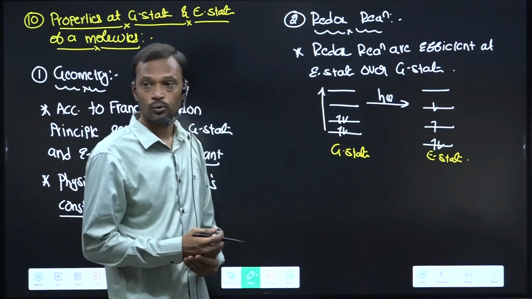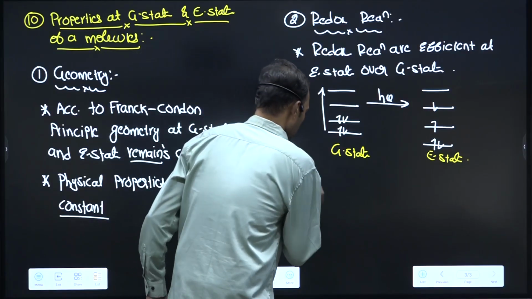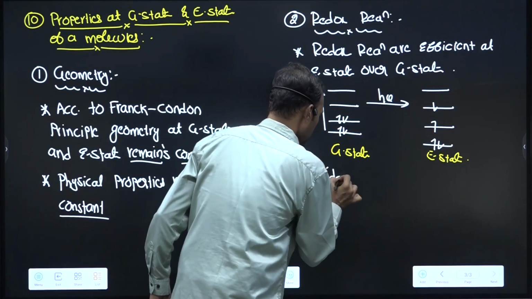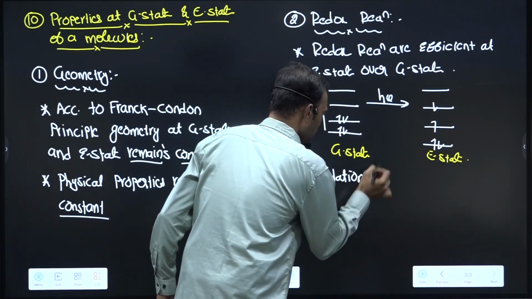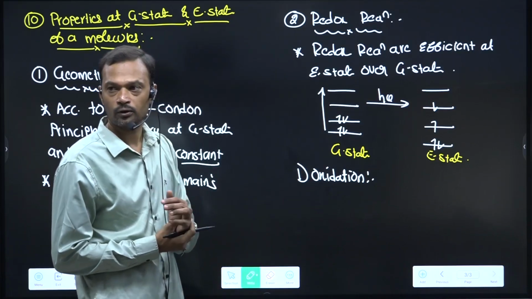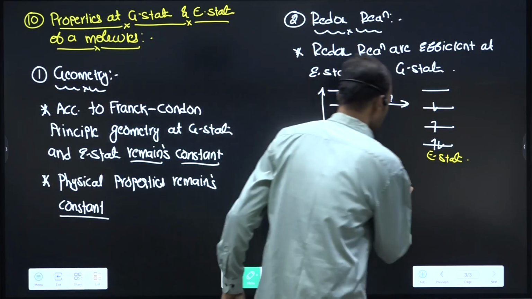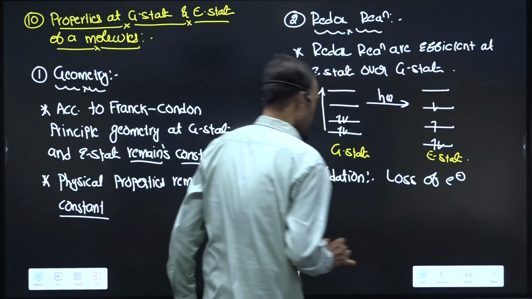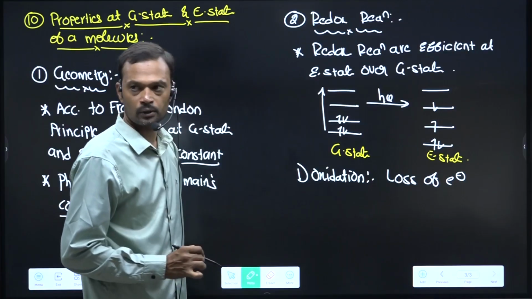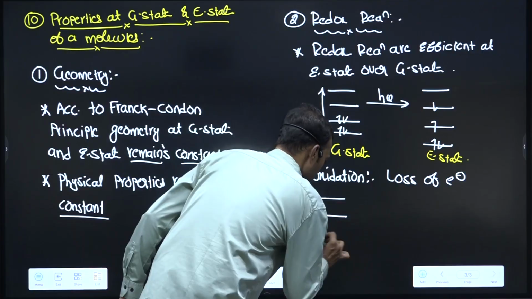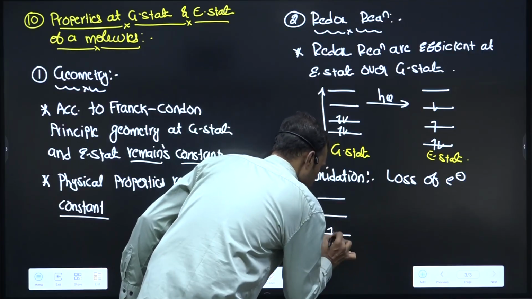Now my question is, I want to do a redox reaction over here and here. First I want to do oxidation. So what is oxidation? Loss of electron. Oxidation is nothing but loss of electron. See, I am going to take 2 states, ground state and excited state. So first I am taking the ground state. This is a ground state. Here already 2 electrons are there.